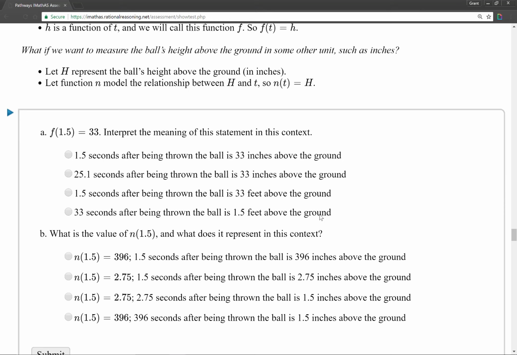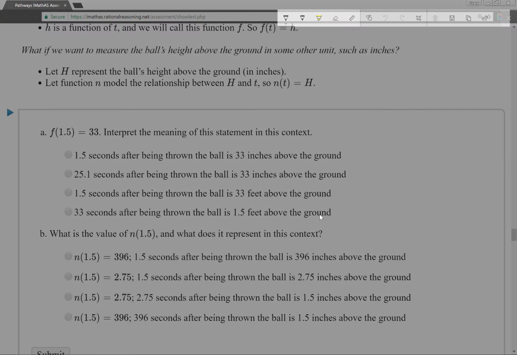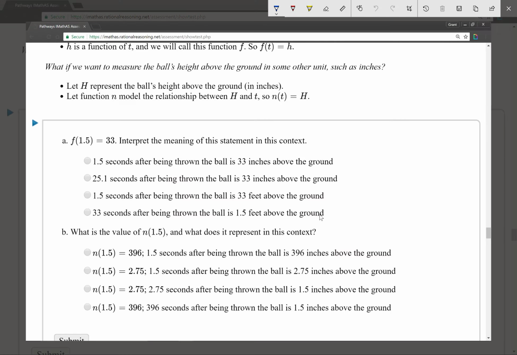For the first question, let's interpret what each of these equalities represents. So if f of 1.5 equals 33, we know that the input to f is t, or a number of seconds, and so this input represents that 1.5 seconds have elapsed since it was thrown. The output of f represents the ball's height above the ground in feet. So this 33 represents that the ball's height above the ground is 33 feet.